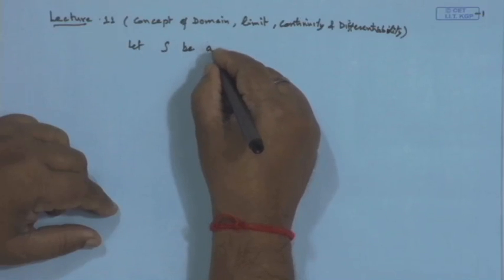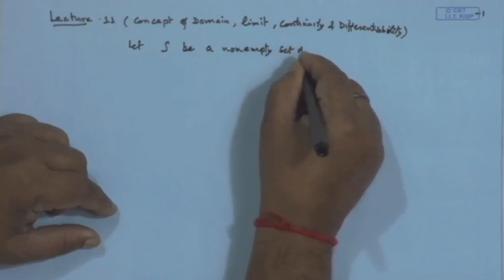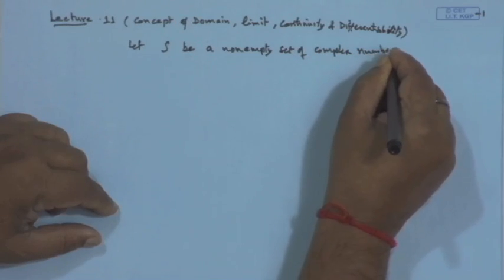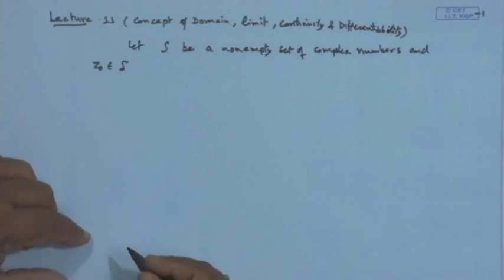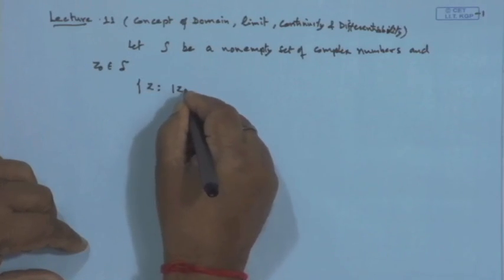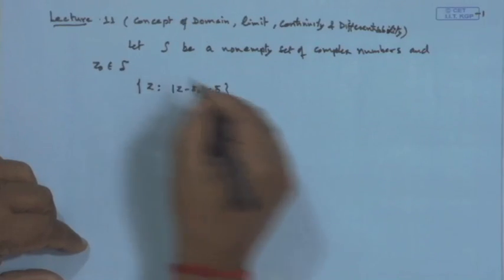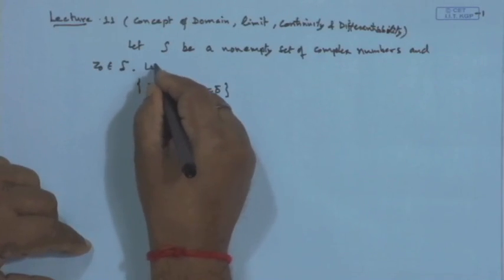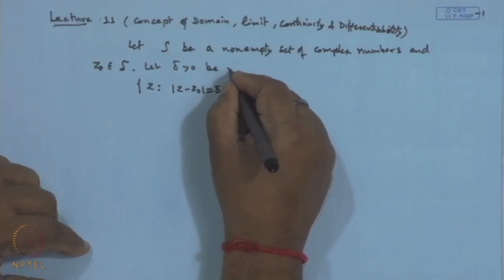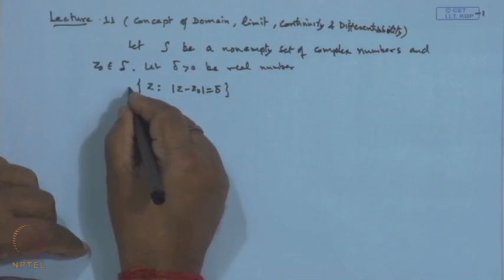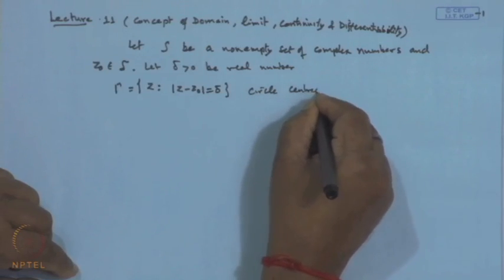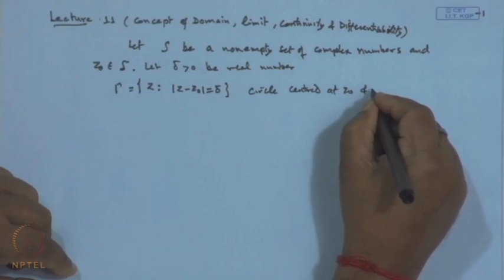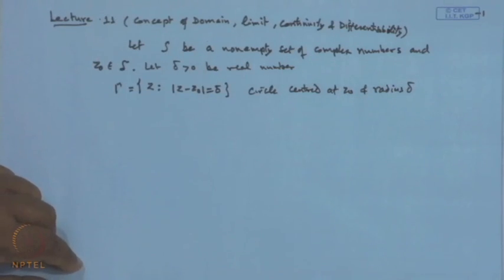So, let S be a non-empty set of complex numbers, and suppose Z naught be an arbitrary point in S. Then the set of those points Z such that mod Z minus Z naught is equal to delta, where delta is some positive real number, and let delta greater than or equal to 0 be a real number. Then this collection of the set is denoted by gamma, and we call it a circle centered at Z naught and with radius delta. So, this is the equation.